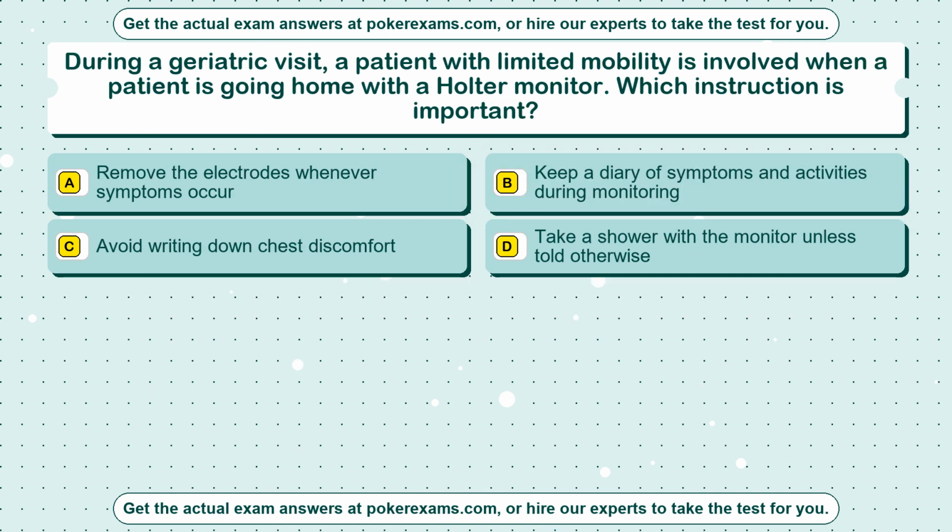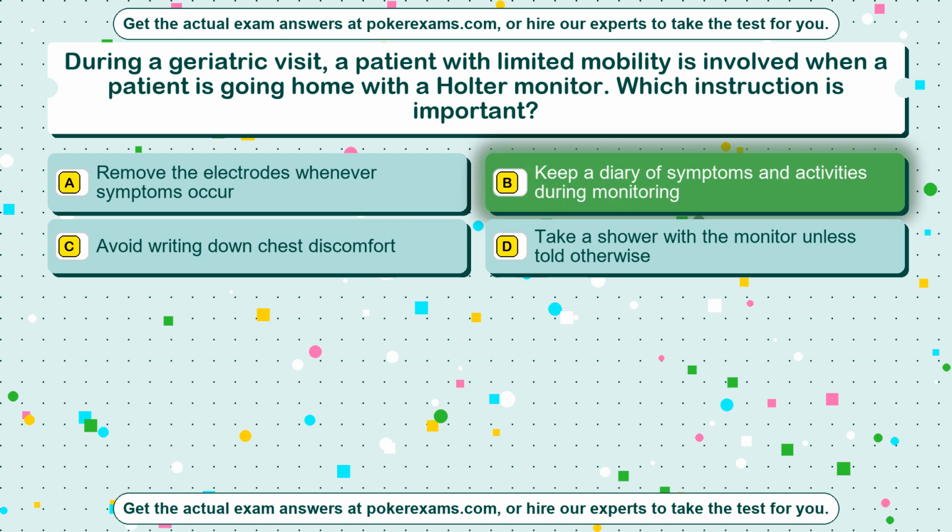Question 37. During a geriatric visit, a patient with limited mobility is going home with a Holter monitor. Which instruction is important? Option A, remove the electrodes whenever symptoms occur. Option B, keep a diary of symptoms and activities during monitoring. Option C, avoid writing down chest discomfort. Option D, take a shower with the monitor unless told otherwise.